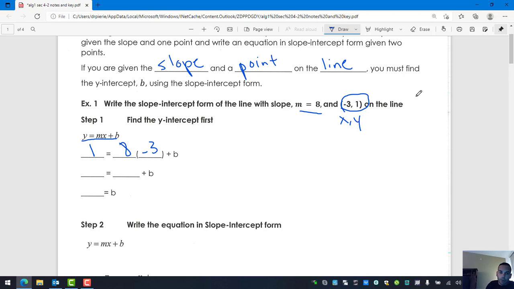Okay, so what do I see? On my left-hand side, I still see 1. But I know that 8 times -3 is equal to -24. So I have 1 is equal to -24 plus b. And if I wanted to solve for b, I would just add 24 to both sides, and ultimately get 25 is equal to b. Okay, so what I just did is I solved for my y-intercept. I solved for the point where this line crosses the y-axis.